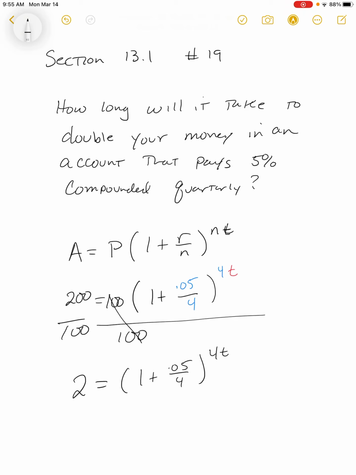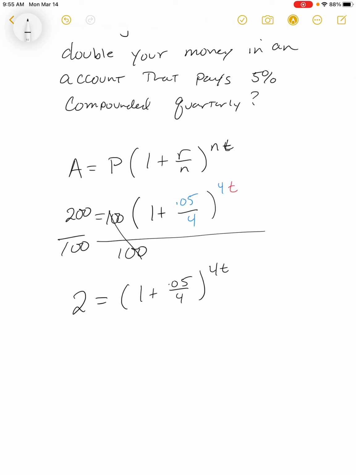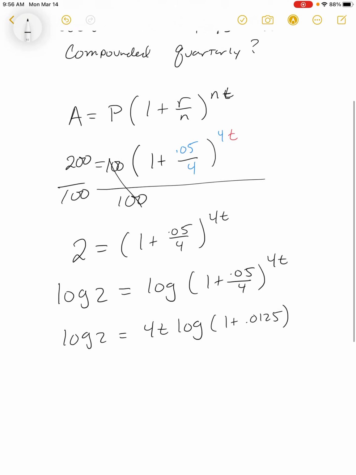And so as we look at this problem, we're going to have to do something in order to get to that 4t. This is probably one of the only problems where you're going to have to solve for t. And so let's do that by taking the logs of both sides. So log 2 is equal to log of 1 plus 0.05 over 4 to the 4t. The reason why we're taking the logs is because with the logs, we can now bring down the 4t. Let's figure out what 0.05 divided by 4 is, so we don't have to keep writing that. 0.0125. And so if I clean that up just a little bit, I have log 2 is equal to 4t times log of the stuff in the parentheses, which is 1.0125.